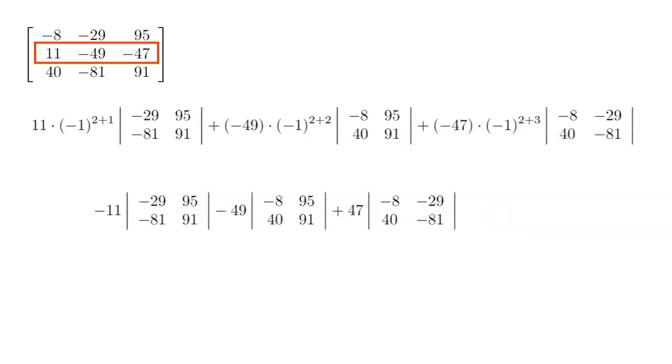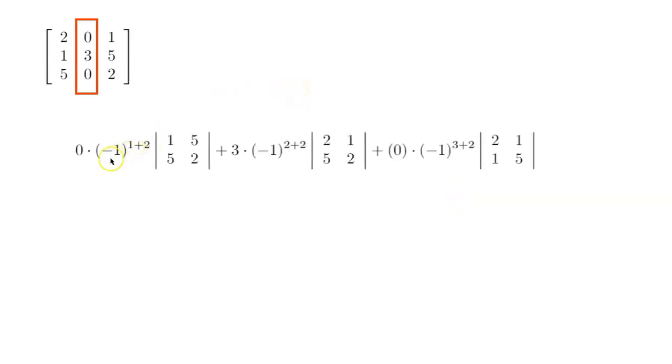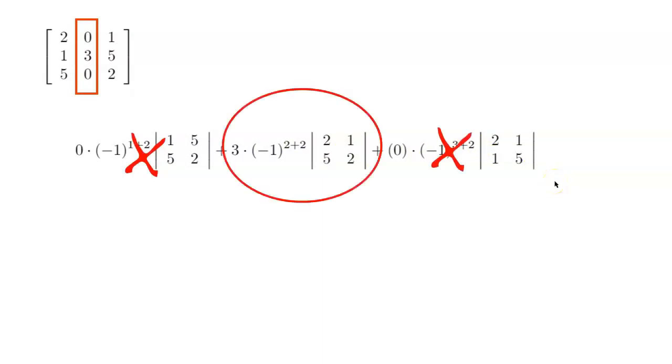So let me show you where it will come in handy if you choose different rows or columns. Let's say we want to find it for this one. Clearly, I want to use this column. So if I expand by minors, I have 0 times -1 to the 1 plus 2 times its minor, 3 times -1 to the 2 plus 2 times its minor, plus 0 times -1 to the 3 plus 2 times its minor. Now notice, I don't care what that is, there's a 0. I don't care what that is, there's a 0. All that I care about is what this is in the middle. So I've got 3 times -1 to the 4, so that negative is gone.